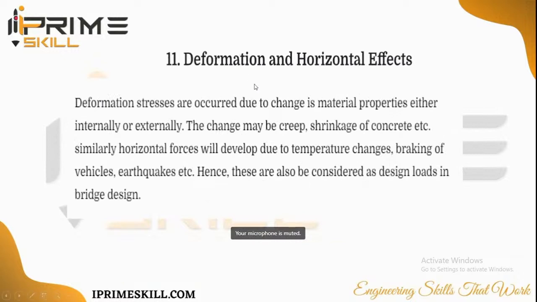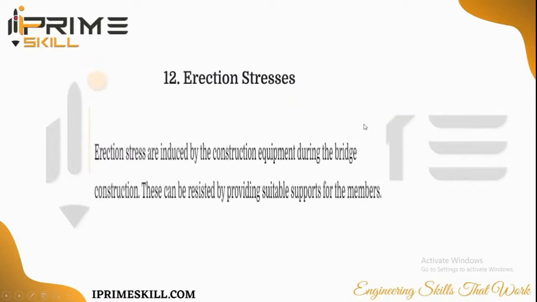Then deformation and horizontal effects. There may be a change due to shrinkage in concrete. These are called the deformation stresses occurring due to the material. Then we have the erection stresses. So these are the kinds of stresses and loads and the types of bridges that you saw.